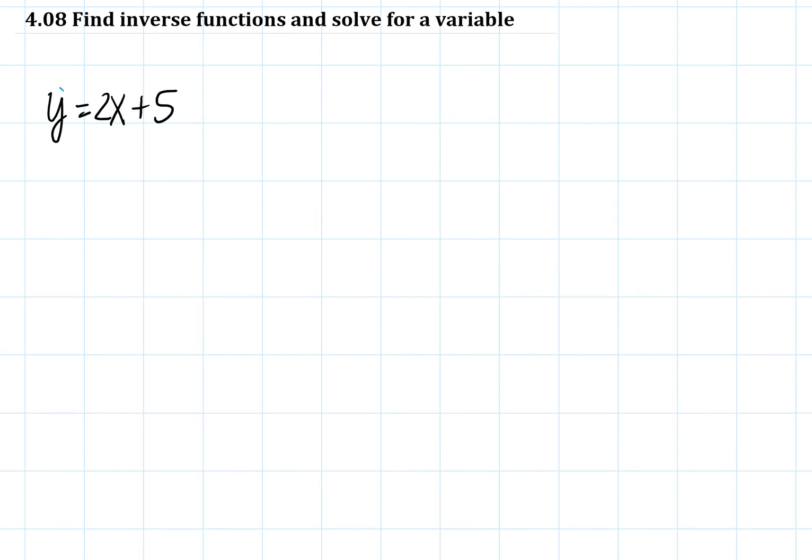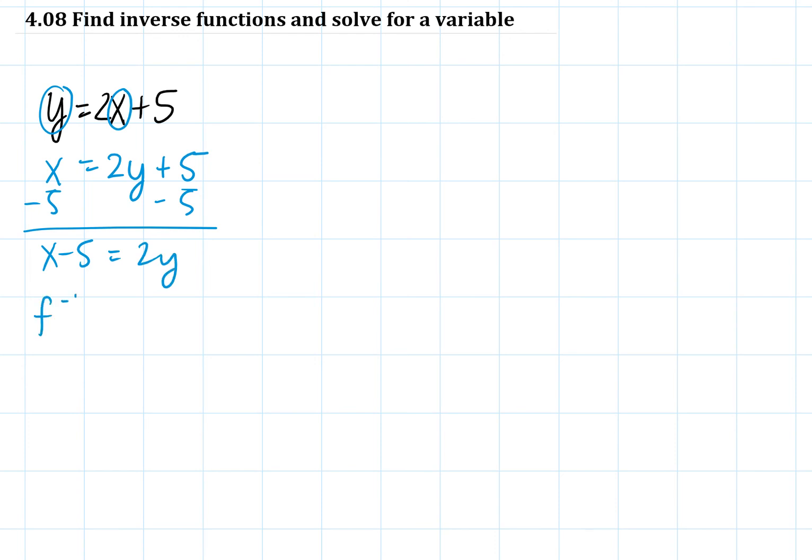So for example, if we want to find the inverse of this function, we just take x and y and we switch them. And then solve for y. This notation, it looks like the exponent is -1. That's the notation we use for an inverse function. It's saying this is the function that will undo this function.